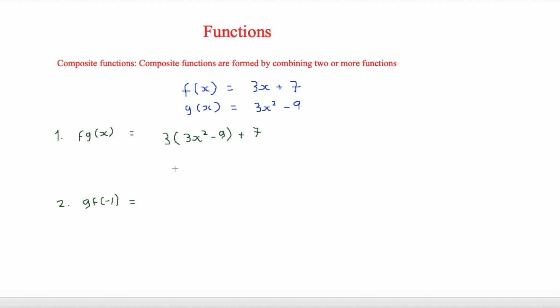Now that is technically our answer, but we can simplify this much more to get 9x squared minus 27 plus 7, which is equal to 9x squared minus 20.